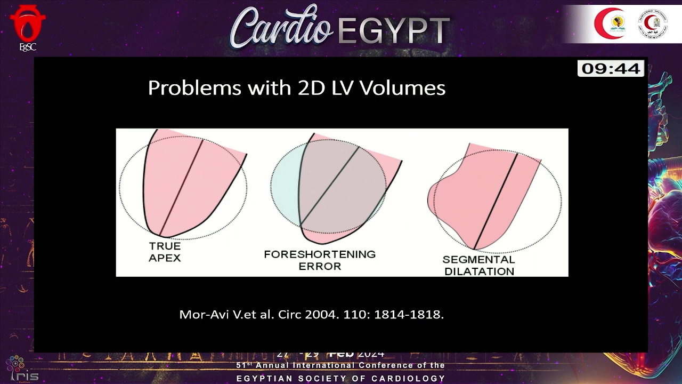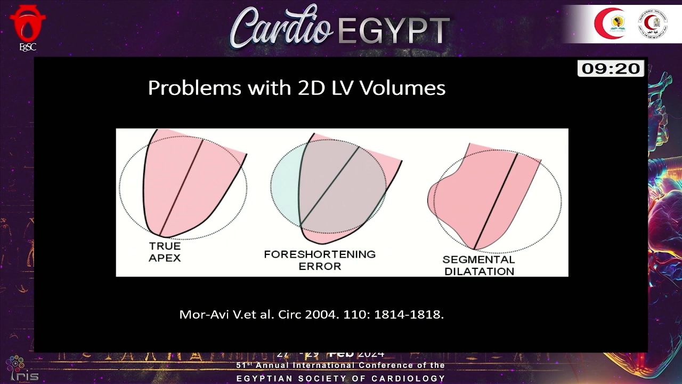And we started to know that more and more after we started 3D echo, we realized that actually we are many times foreshortened. Second thing, the geometrical assumptions, as Soha illustrated. Most of the equations that we use in calculation of the ejection fraction are based on the assumption that the LV is a bit bullet shaped, right? If it is not bullet shaped, this equation is not valid.